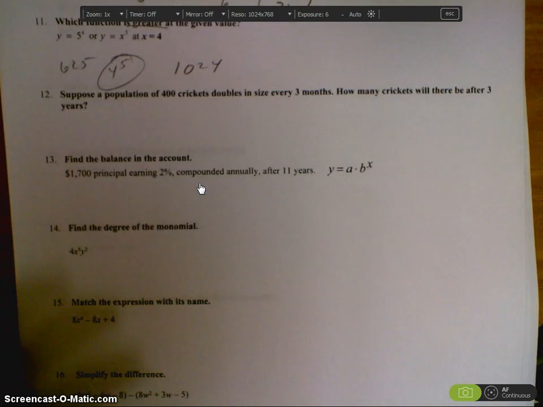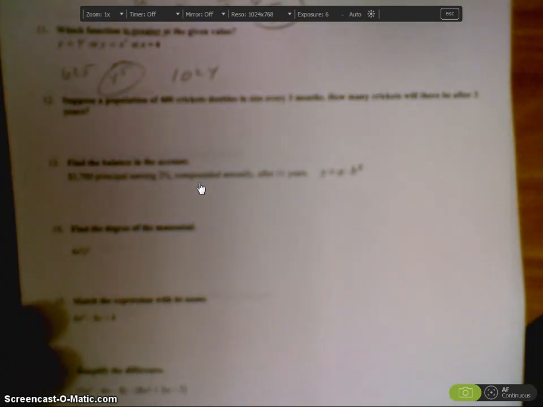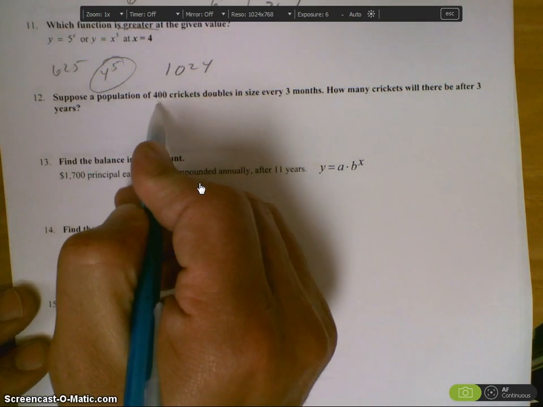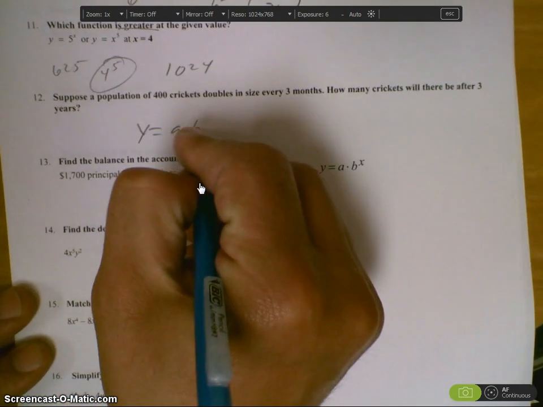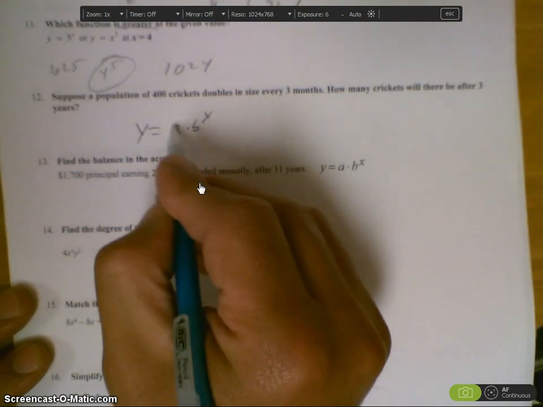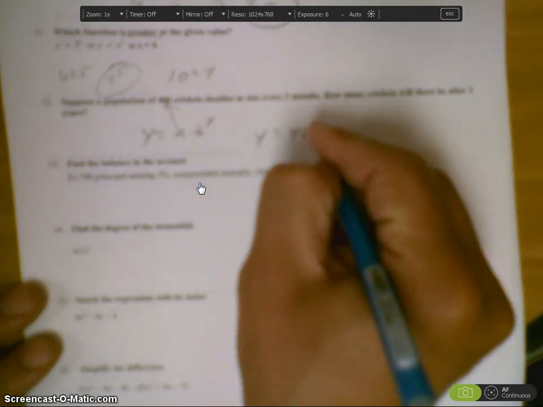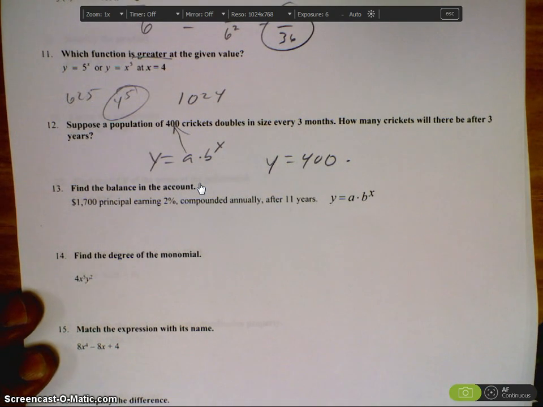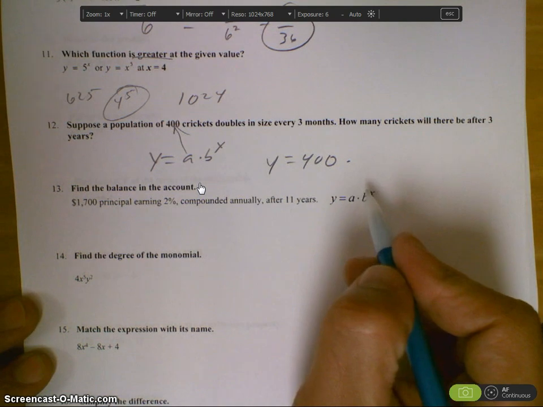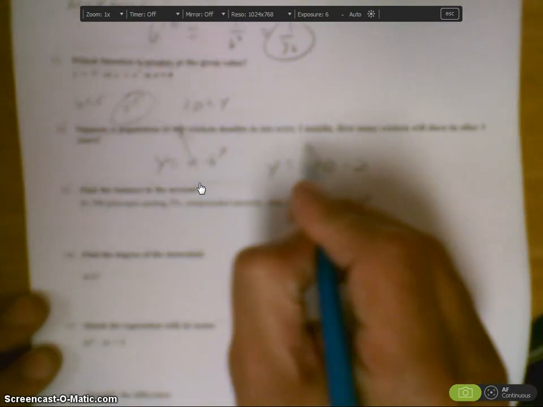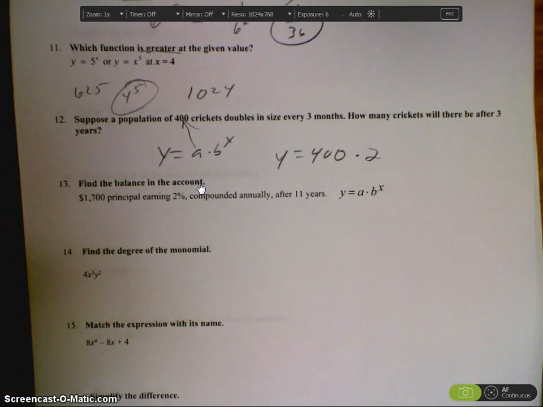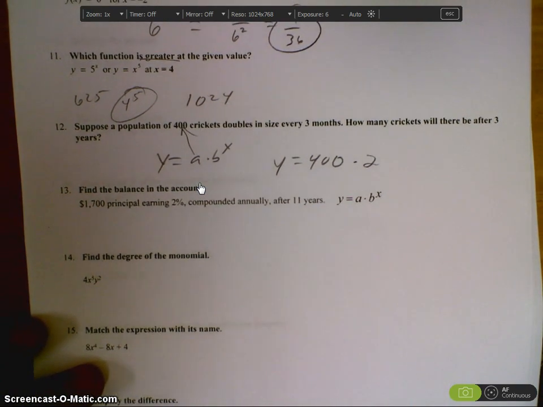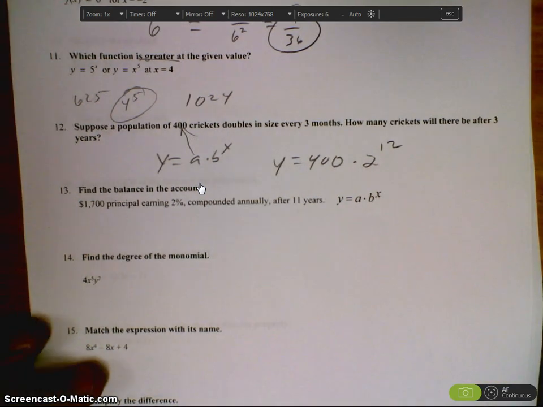All right. Population. Suppose a population of 400 crickets doubles in size every 3 months. How many crickets will there be after 3 years? Well, these problems, it's y equals a times b to the x. A is your initial value, so that's the 400. Times, and then b is what it's doubling or tripling, so doubling. It says every 3 months for 3 years. So you got to ask yourself, how many 3-month periods are there in 3 years? Well, there's 4 3-month periods in a year, and so 4 times 3 is 12, 2 to the 12th power.